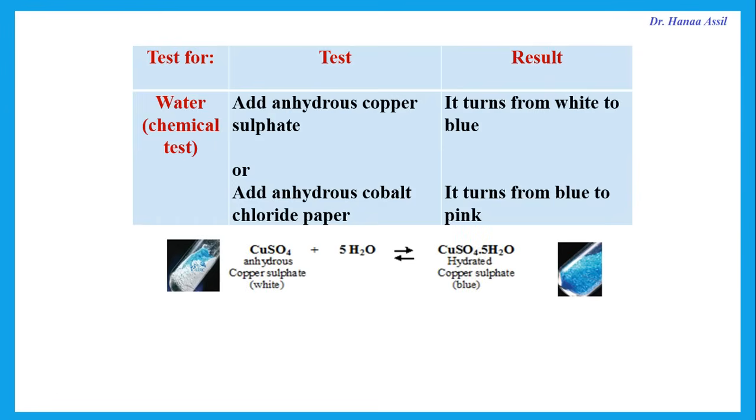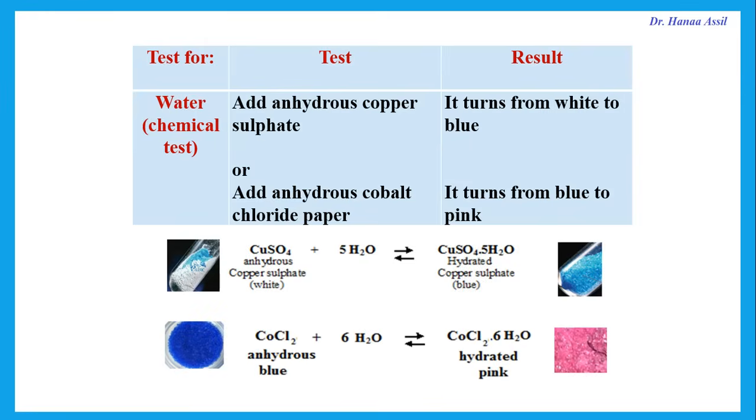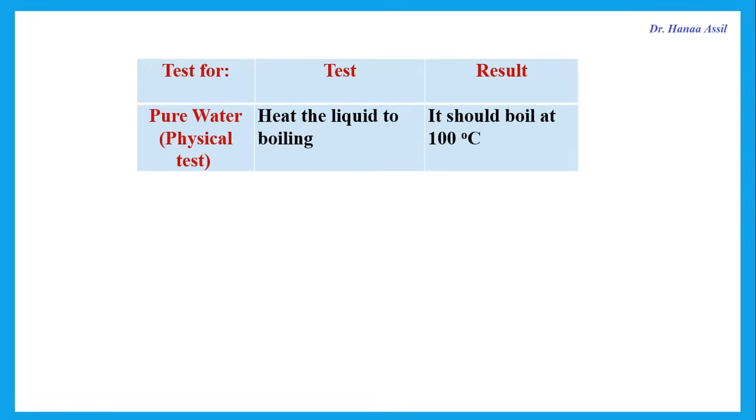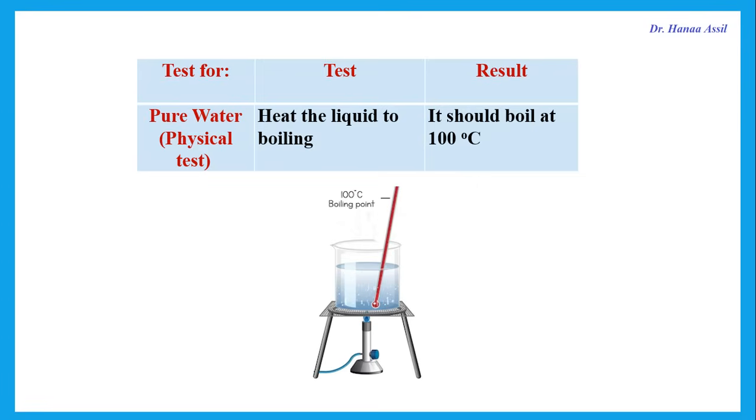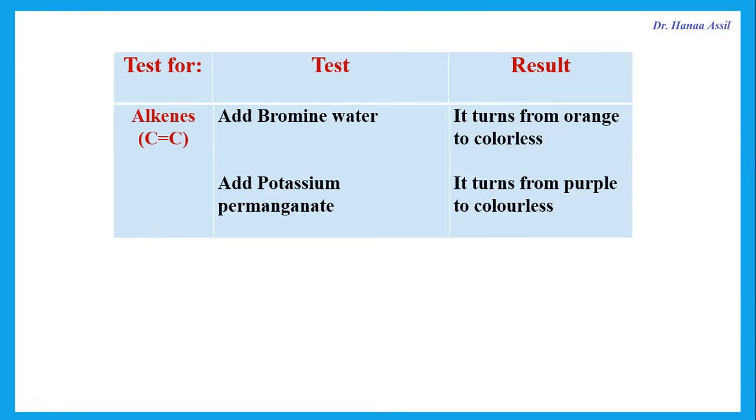What is the test for water? Well, we use the anhydrous copper sulfate or anhydrous cobalt chloride. And remember that anhydrous copper sulfate is white. When we add water, it turns to blue. Cobalt chloride anhydrous is blue. When it is something that has water or it's a solution, cobalt chloride is pink. Of course, testing for pure water, we said the pure water should boil at 100 degrees Celsius.